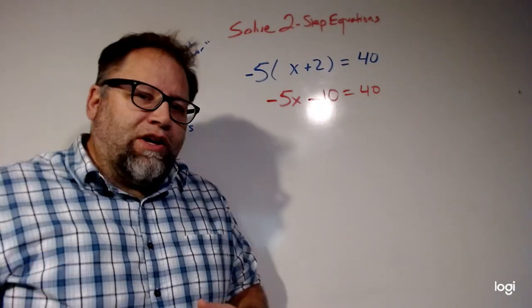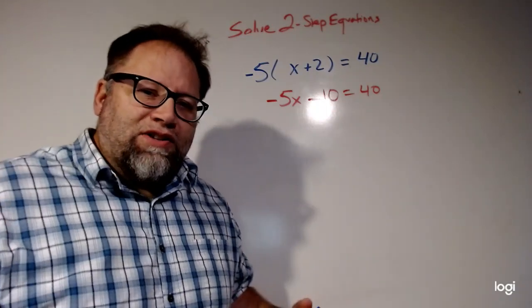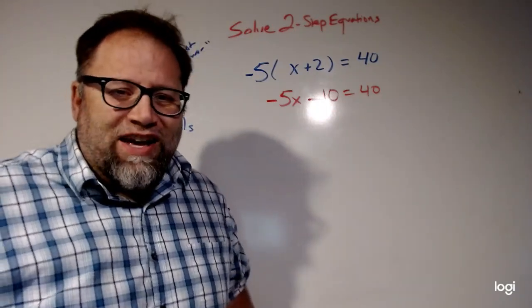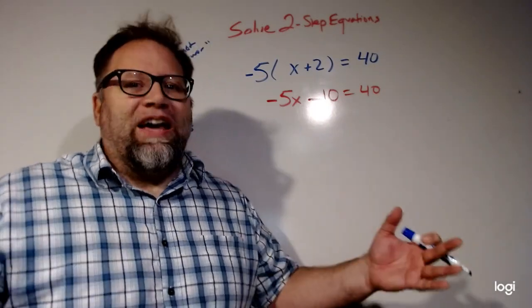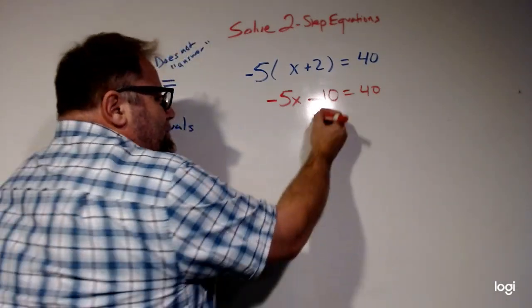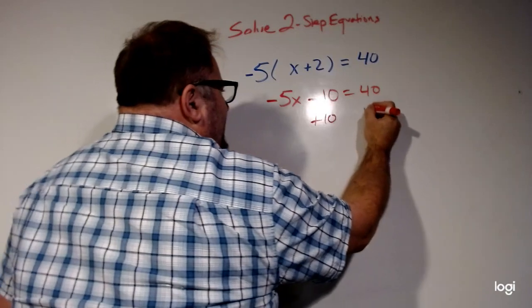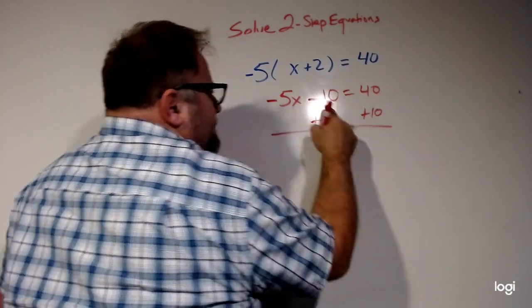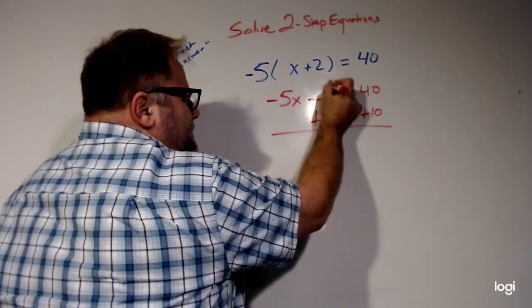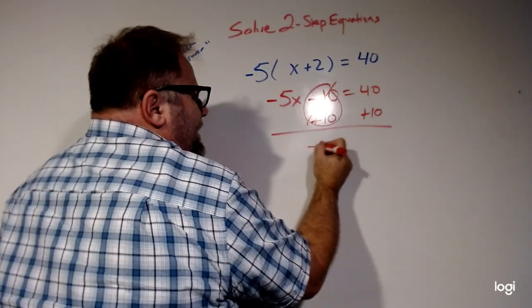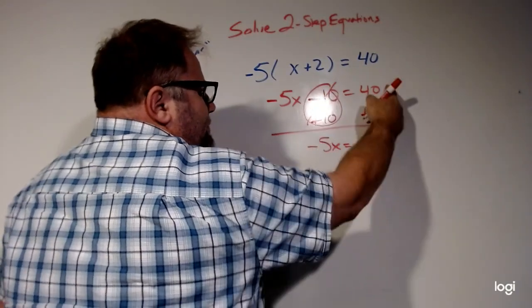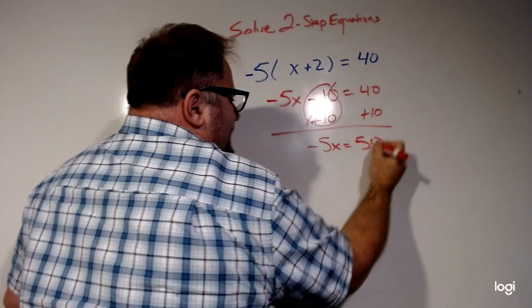And now some of you are looking at that and going, I can't see it because there's a glare. Trust me, it says -10. And some of you are looking at it like, I can do this in my head now. Because as we go through our protocol here, we're going to get rid of the constant first. -10 and positive 10. This becomes a big old 0. Leaving us -5x equals 40 plus 10 is 50.